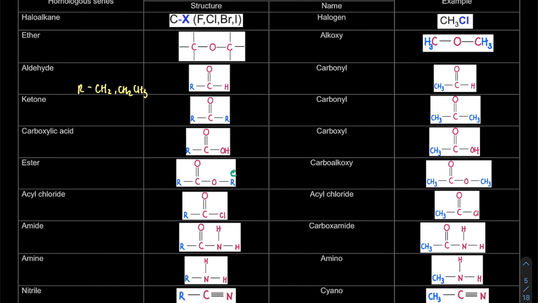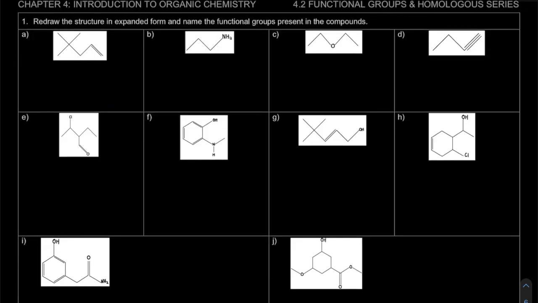Next, what we're going to look at is the examples themselves. It's on page 6. So here, let's look: redraw the structure in expanded form and name the functional group present in the compound. For the examples here, I'm going to do just 3 together. But first, let's look for the functional group. So first, example A. What is actually the functional group?